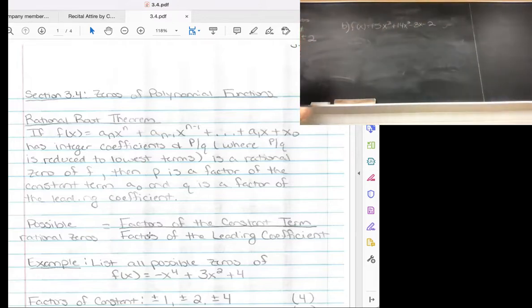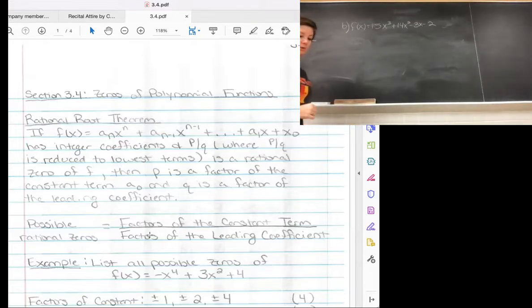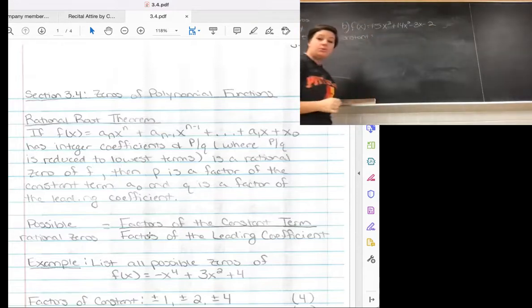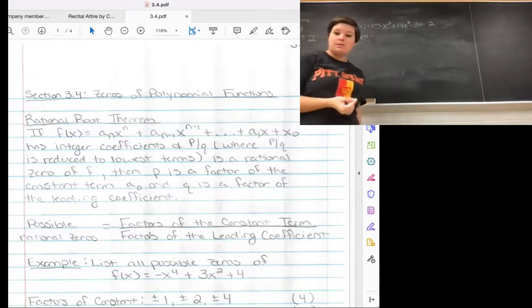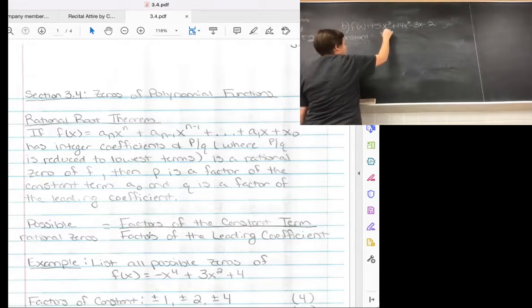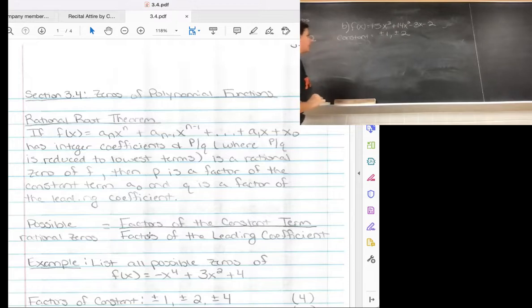So for B, we have f of x equals 15x to the 3rd plus 14x squared minus 3x minus 2. So again, we want to look at the factors of the constant. We want to look at that first. Well, what is the constant? The constant is 2. So we're actually going to luck out there, because what times what gives you 2? Well, 1 and 2. So we put plus or minus 1 and plus or minus 2.